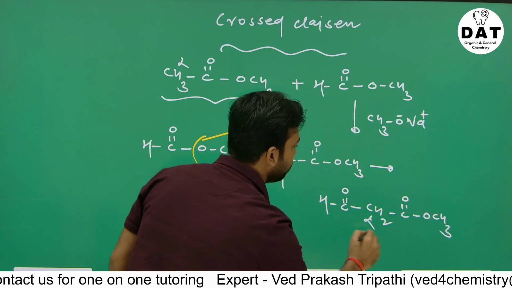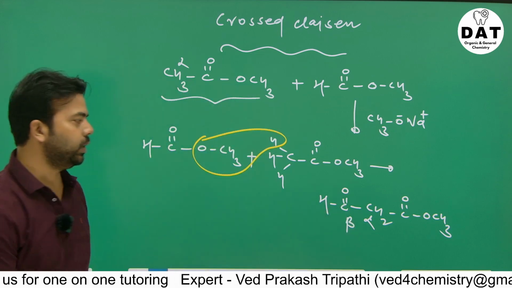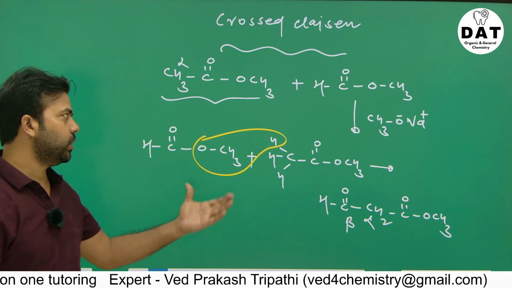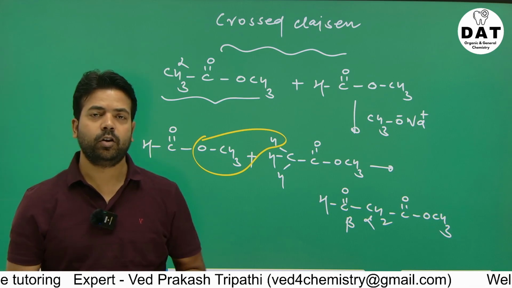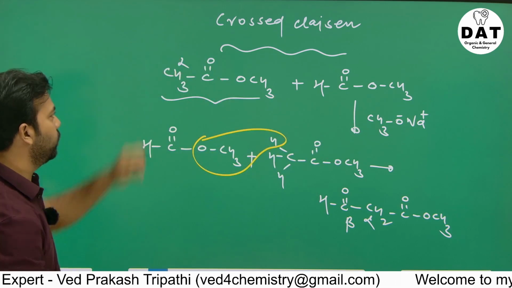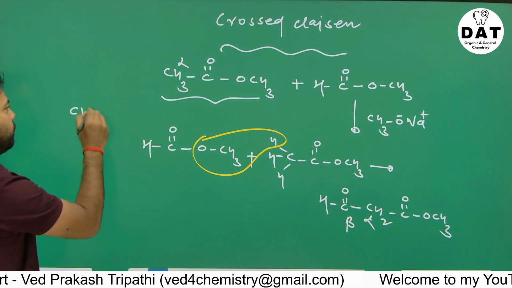So this is alpha, this is beta. Again, we have a beta keto ester. Okay. So this is the crossed one, and the trick is very simple. And if you are going to write the mechanism, the base will first grab the alpha H, so it will form this nucleophile. Clear?